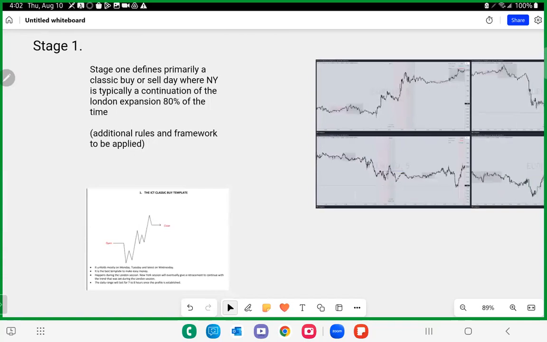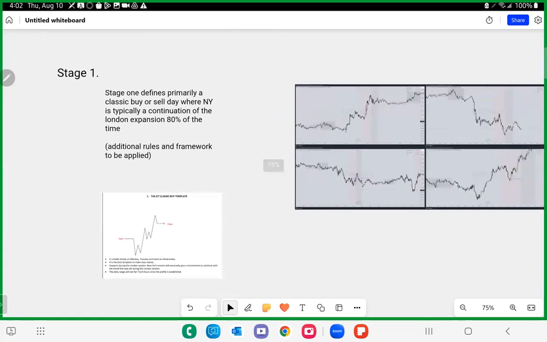Okay, so the ICT classic buy template is sort of what stage 1 defines. Stage 1 is primarily a classic buy or sell day, where New York is typically a continuation of the London expansion. About 80% of the time, if you go back and backtest, you look at charts, and this is just a rough estimate, you're going to see London gives you an expansion, and the ADR is not exhausted.